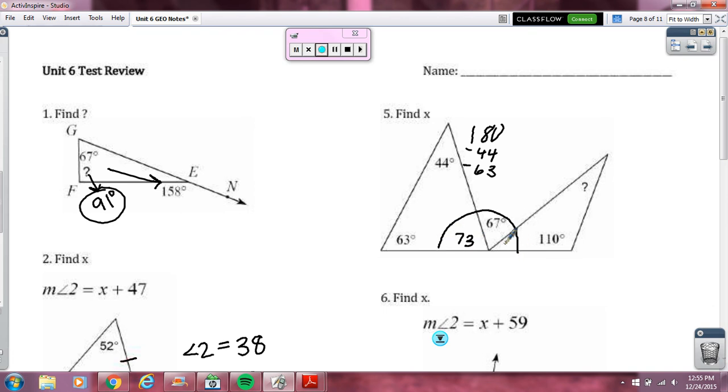And the three angles under this little arch make a line, and therefore 180 degrees. So if I do 180 minus that 73, and then minus 67, I get 40 left over. And then if this is 40 and this is 110, together those two are 150 right there, and that makes 30 what's left over.